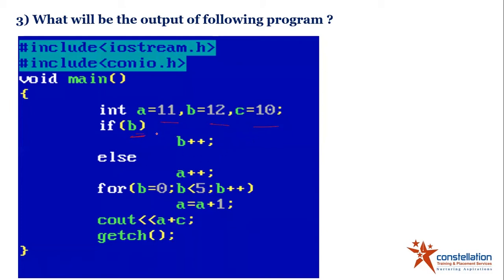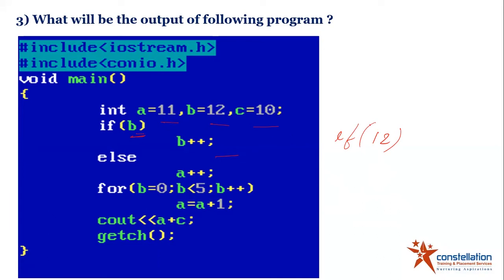So most of the people will get confused over here itself, what is the meaning of this part? What is if b? So if b basically means, what is the value of b? 12. So if 12, and this will always be true. Okay, so if 12, if 10, if 9, if there is only one value inside the if condition, that will always be true, right? So what will happen after that?